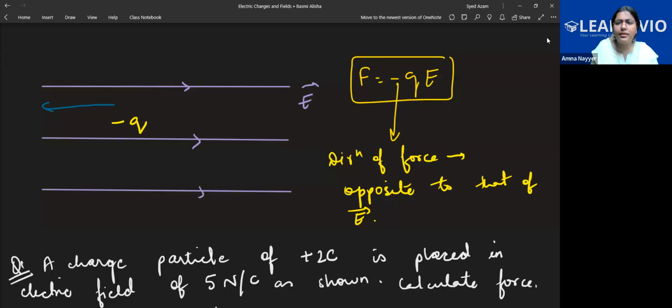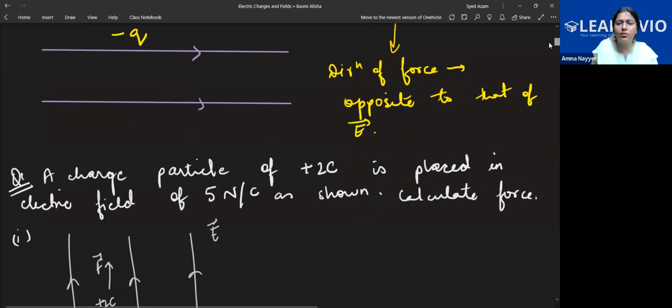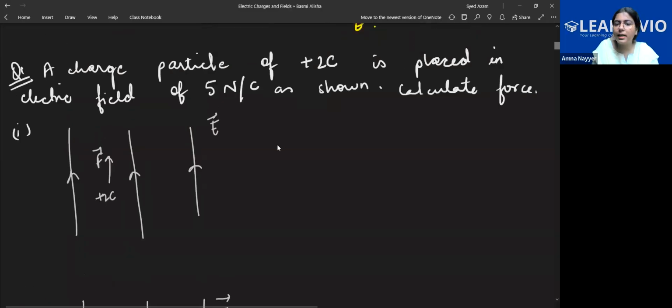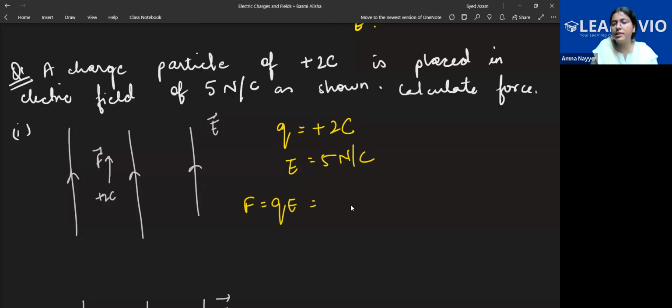Now, there's a very easy question to start with. Then we'll come to the kinds of questions that come. This says a charged particle of plus 2 coulomb is placed in an electric field of 5 Newton per coulomb as shown. The figure is also mentioned and we need to calculate the force. So see, the charged particle here is given as plus 2 coulomb. The electric field is also given, 5 Newton per coulomb. So force F is equal to QE. This is easy. 2 into 5 is 10 Newton.